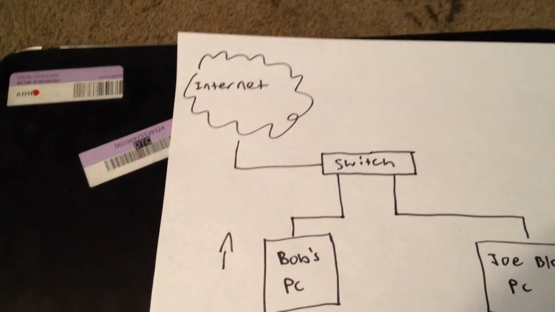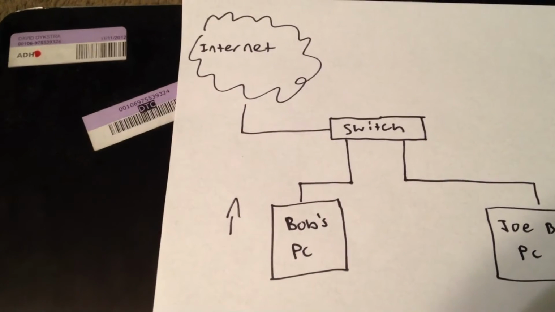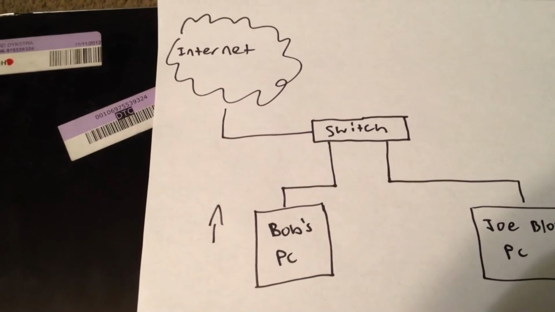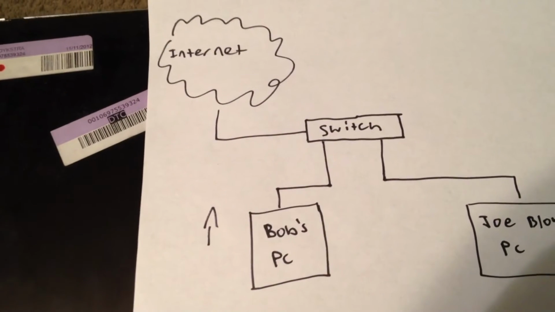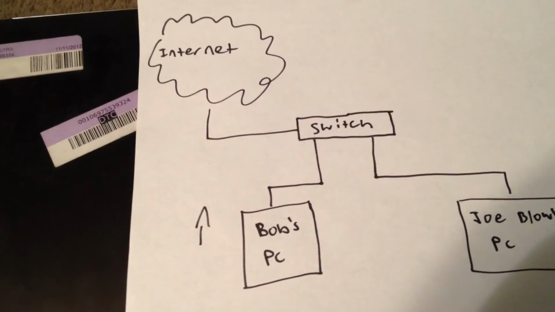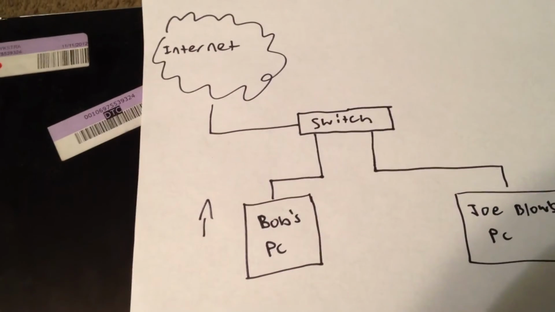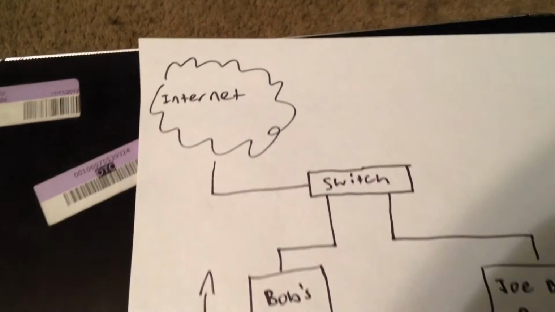So it would upload a few packets from Bob's PC up to YouTube into the internet. It would put his on hold for a second. It would pause, and it would download a couple of Joe Blow's porn packets, and then it would go back and forth between the two. It would not do both of them at the same time.